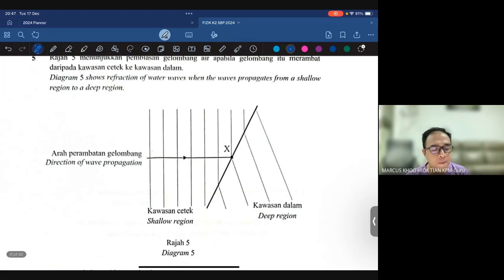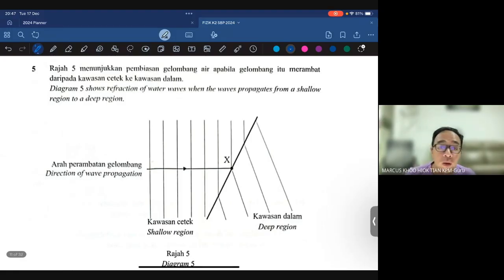Number 5. Refraction of water waves when the water waves propagate from a shallow region to a deep region. Just before we begin, a couple of things to remember. When we're talking about refraction, the frequency is always the same. Frequency does not change. What changes are the speed and the wavelength.